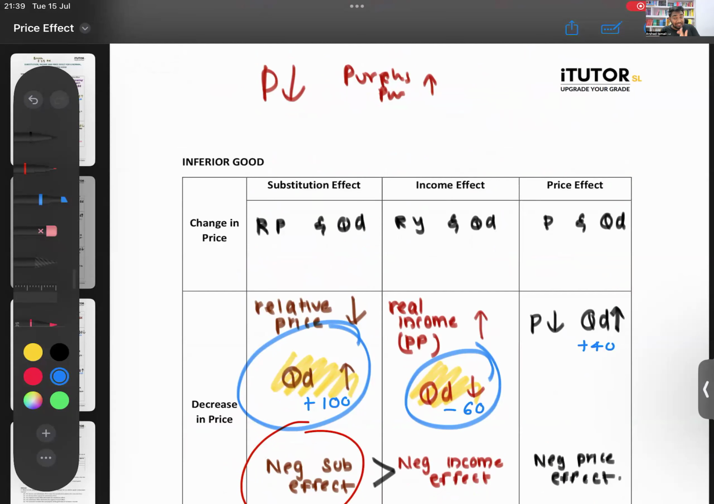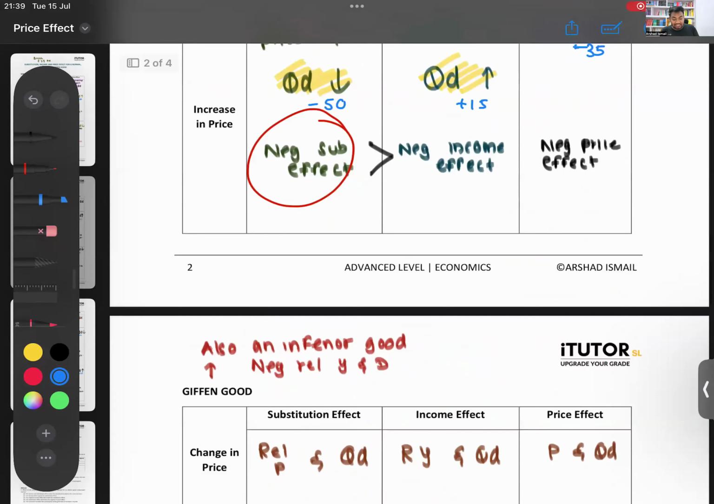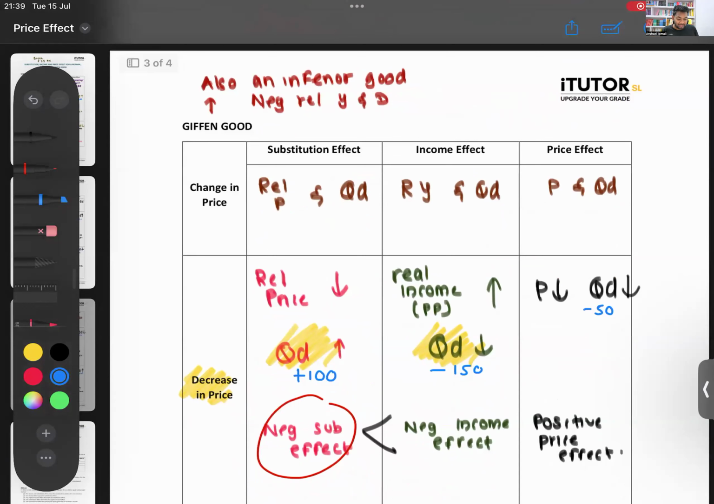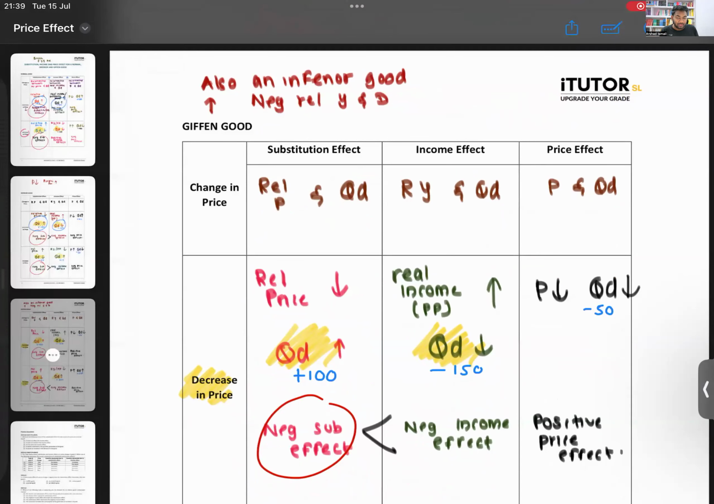And then in an inferior good, which effect is dominant? Substitution effect is more dominant than the income effect. In a Giffen good, which effect is dominant? Income effect is more dominant.